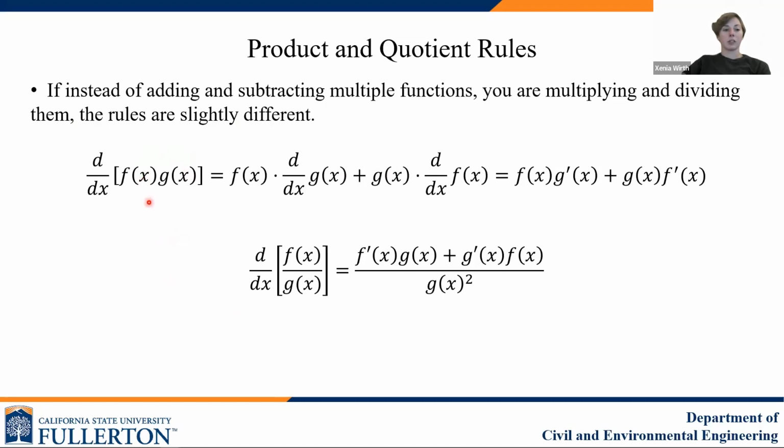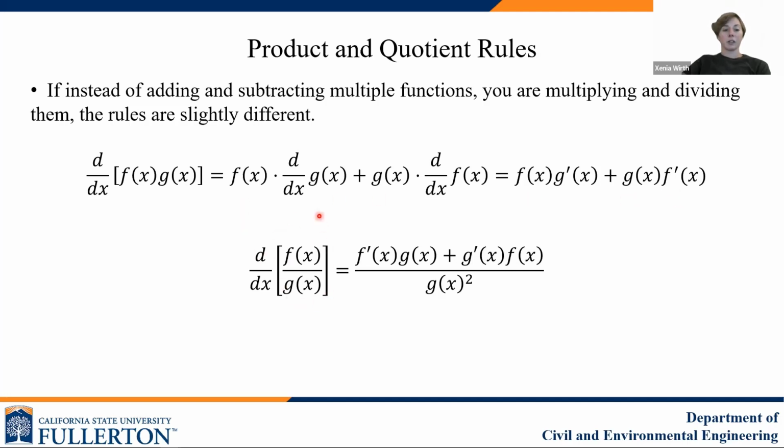If you're multiplying functions, in order to get the derivative, you need to keep the first function f of x by itself, and then take the derivative of the second function, g of x. And then to that, you add g of x by itself times the derivative of f of x. So you get f times g prime plus g times f prime.